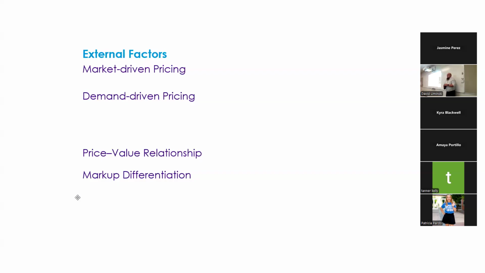That price value relationship we talked about a little bit already. Okay. And then markup differentiation. Jasmine, what's your question? I was going to ask, a few months ago when we had the whole egg thing, would that be demand-driven pricing?